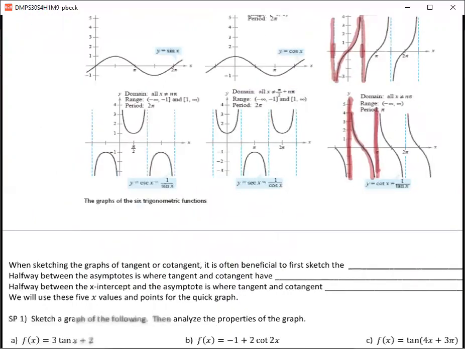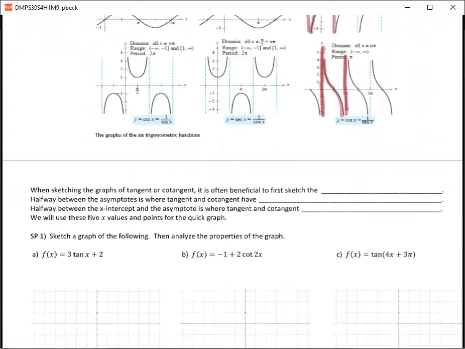So without further ado, when sketching the graphs of tangent and cotangent, it's often beneficial to first sketch the asymptotes. And the way that we're going to graph those asymptotes is we're going to, once again, say what's our beginning, what's our end. And then that's where we're going to put our asymptotes. So this time we can put those asymptotes there directly.